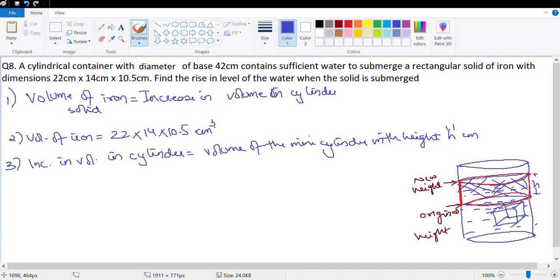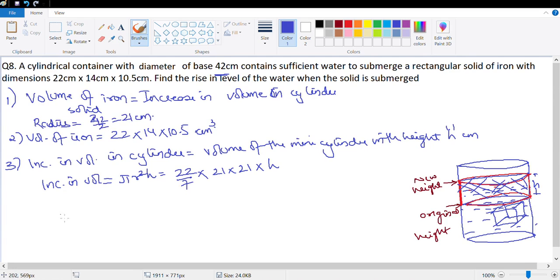So I am again referring to this as a mini cylinder. This is the increase in height, and the volume of a cylinder is given by the formula pi r square h. So increase in volume would be equal to pi r square h. In this case 22 by 7 into r. R is 42, no, this is diameter, which means 21 into 21 into h, which is what we need to calculate. Let's write a point here. Radius is equal to 42 upon 2 is equal to 21 centimeter. So this is point number 4.